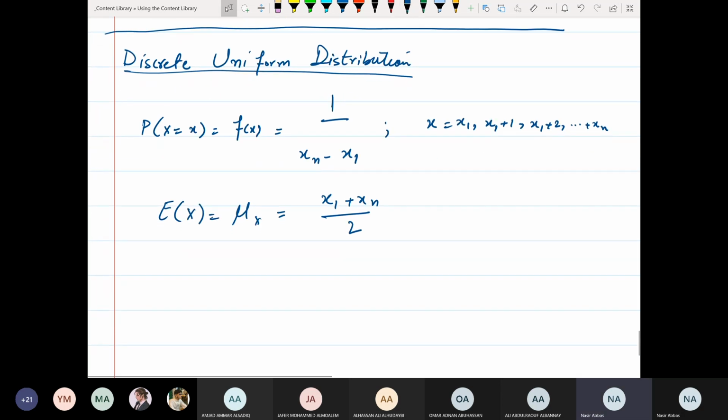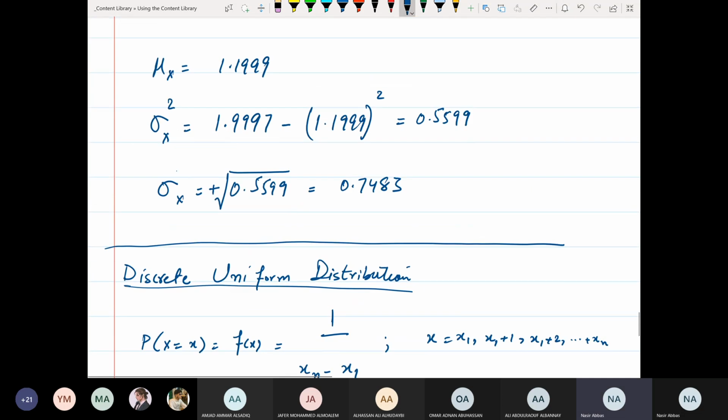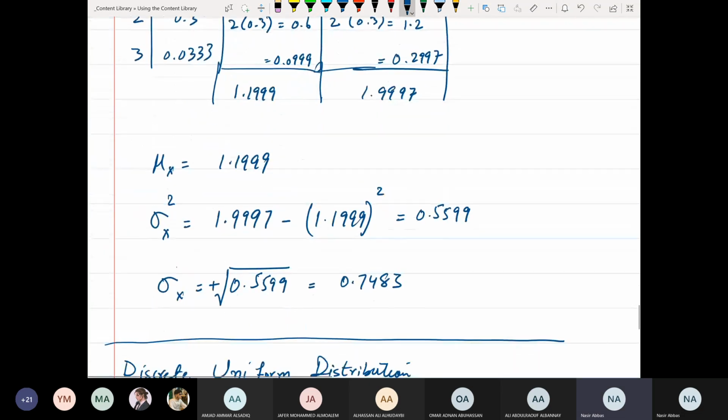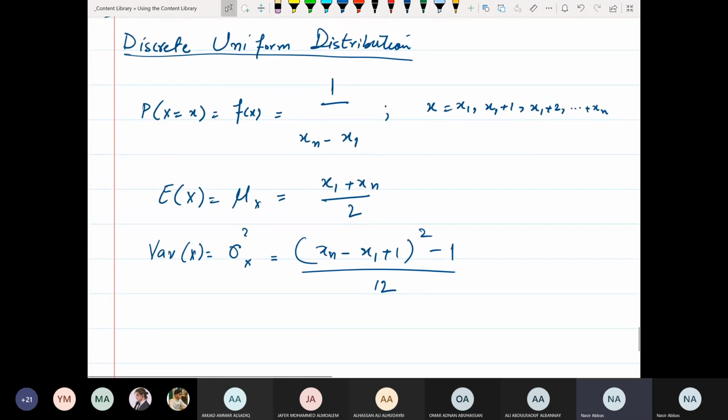The variance of such a random variable, which is denoted by sigma square of x, is equal to ((xn minus x1 plus 1) whole square minus 1) over 12. Again, you can find the variance by the basic formula also, but it will take more time. This shortcut is only applicable to a discrete uniform random variable. This is not a general formula. This is specifically for discrete uniform.